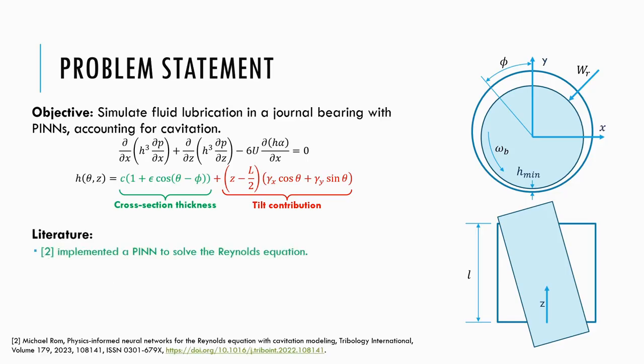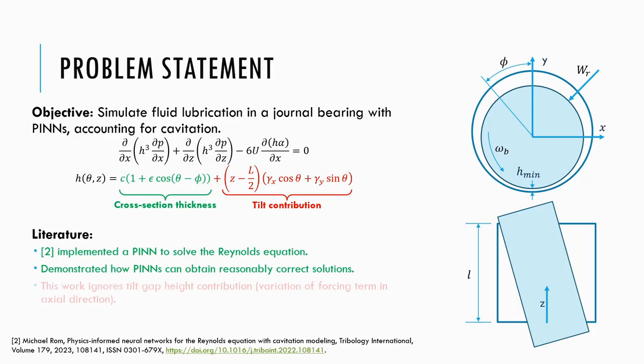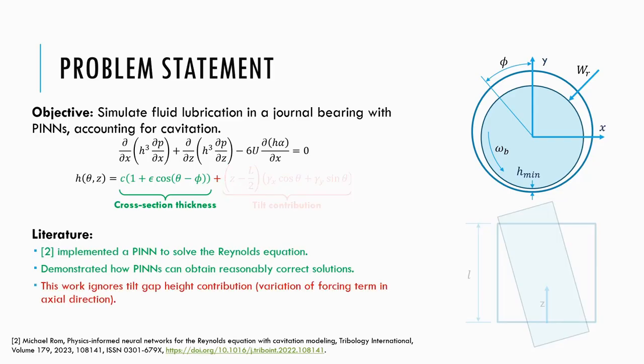Rom et al. implemented a PINN to solve this equation and demonstrated how it could work. However, this work ignores the tilt gap height contribution and restricts the domain to only three variables, which makes the problem much easier and simpler to solve.